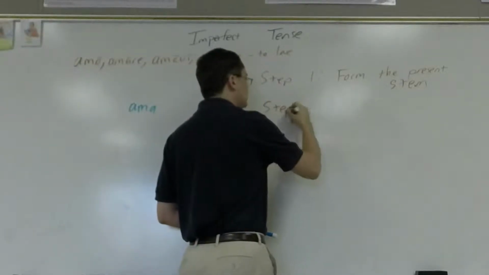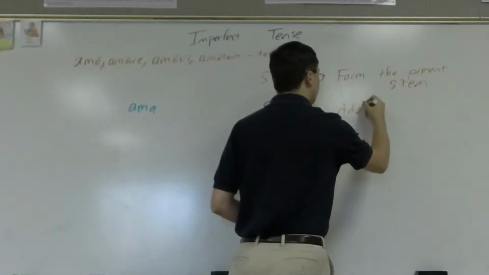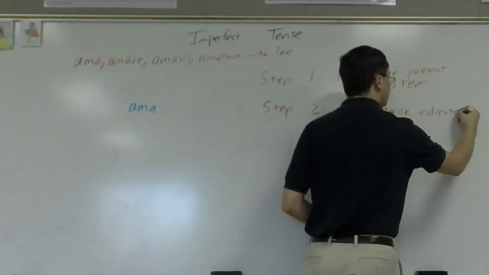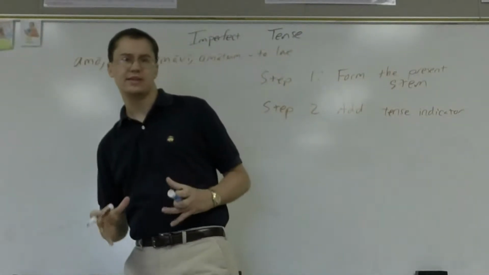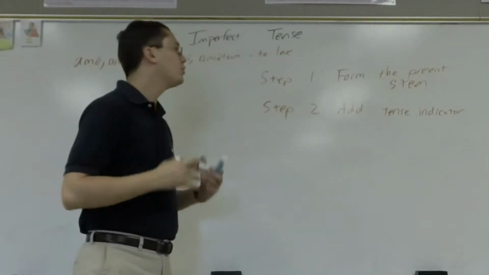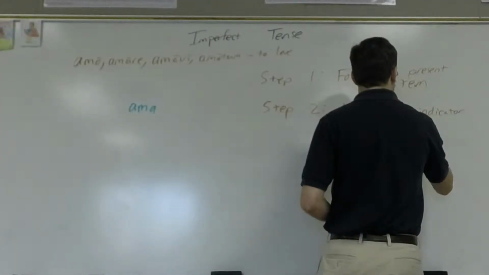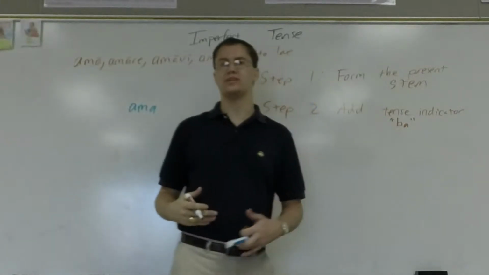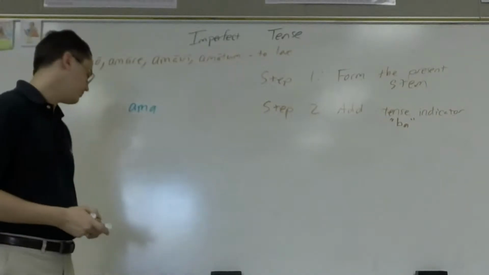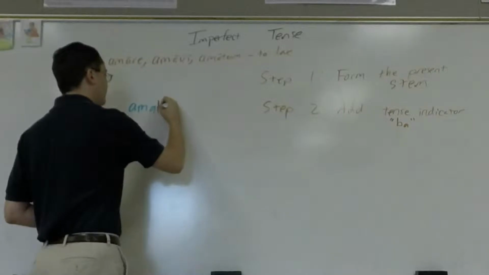This is what creates the imperfect tense. And this is that we are going to add what is called a tense indicator. A tense indicator is just a couple of letters that when we add them to a word, they tell us what tense it is. With the imperfect tense, the tense indicator is the letters BA. So anytime you want to create the imperfect tense with a regular verb, you simply add the letters BA to the present stem. So if we were using amo, amare, we add that BA.